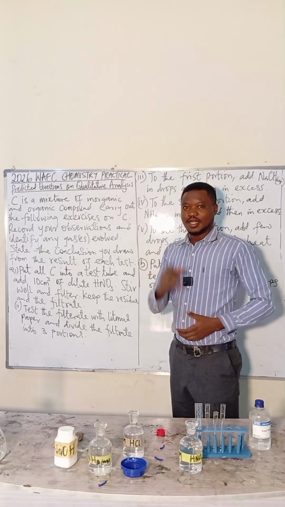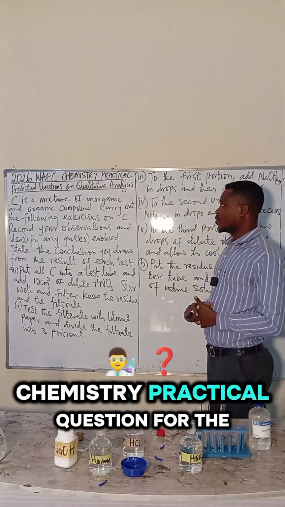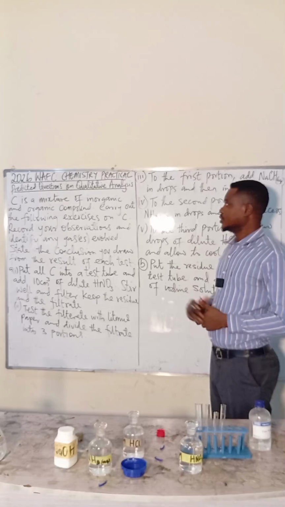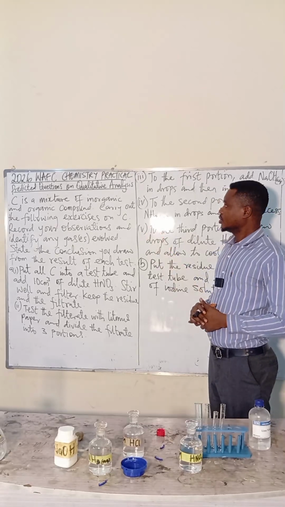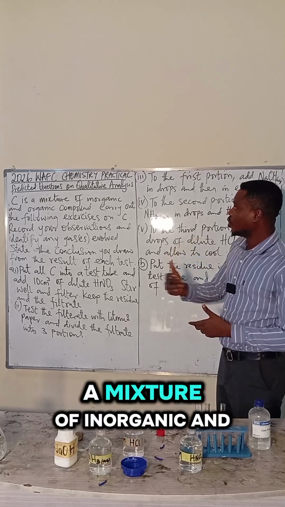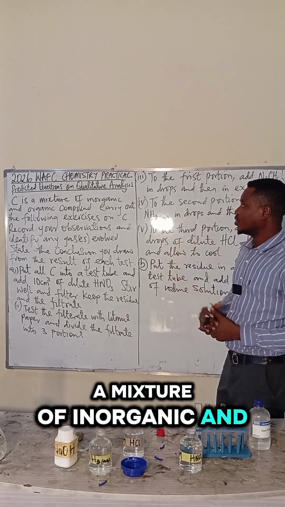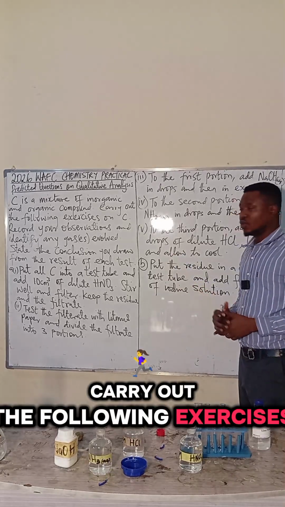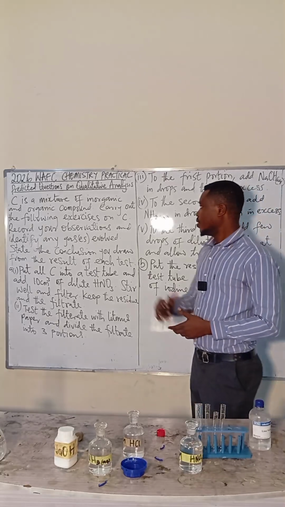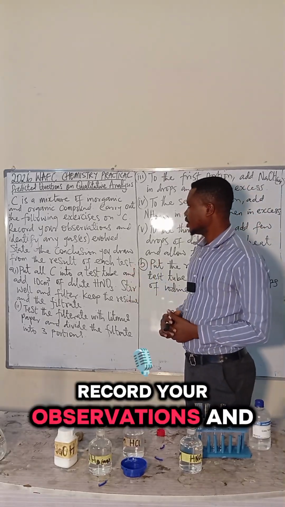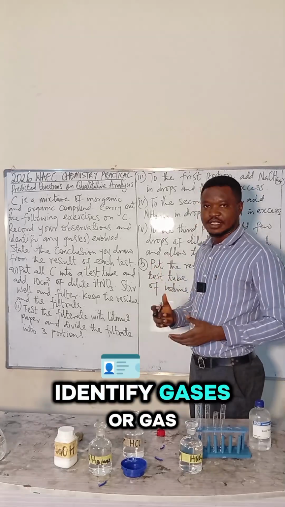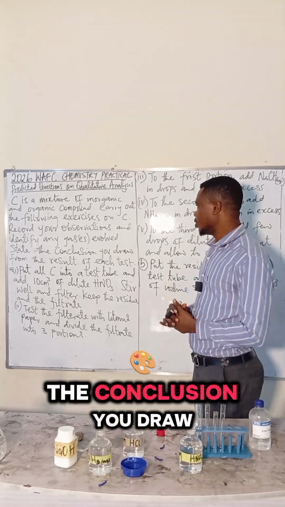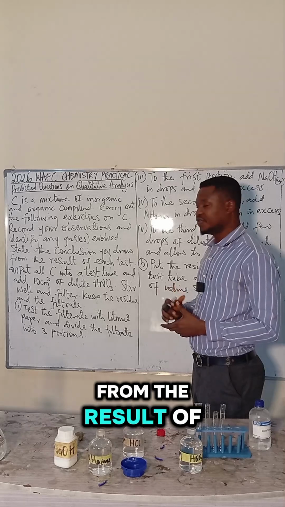Hello there. Let's consider this WAEC chemistry practical question for the 2026 exam. Here's my predictions. It says C is a mixture of inorganic and organic compound. Carry out the following exercises on C. Record your observations and identify gases or gas evolved. State the conclusion you draw from the result of each test.